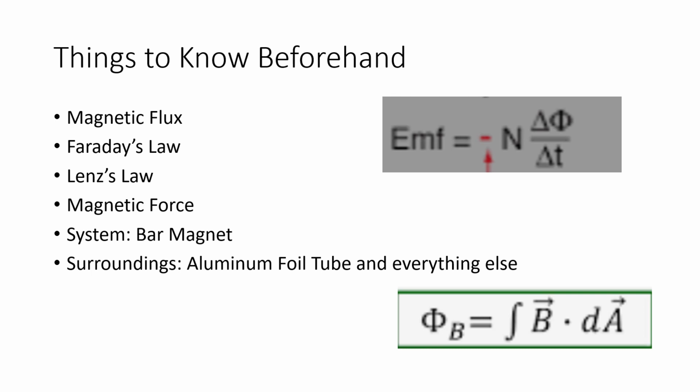Some things to know beforehand are magnetic flux, Faraday's Law, Lenz's Law, how to get the magnetic force, Newton's second law, and Newton's third law. Today we'll be assuming that the system is the bar magnet and the surroundings is the aluminum foil and everything else.